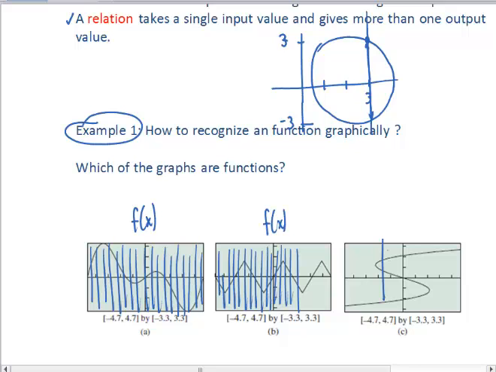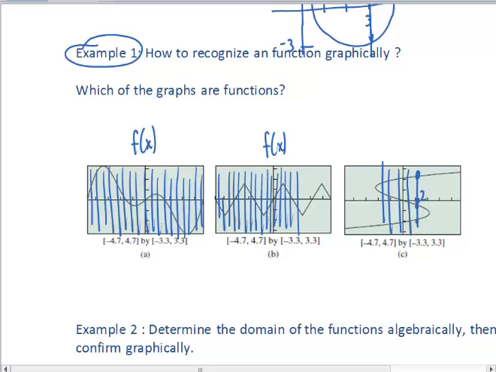But this one, clearly we have problems with one input. Notice this is the value x equals 2, but we have 3 different y values. So that would be an example of visually inspecting a diagram to see if it could be a function.